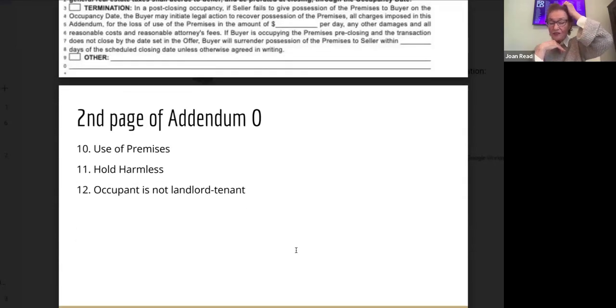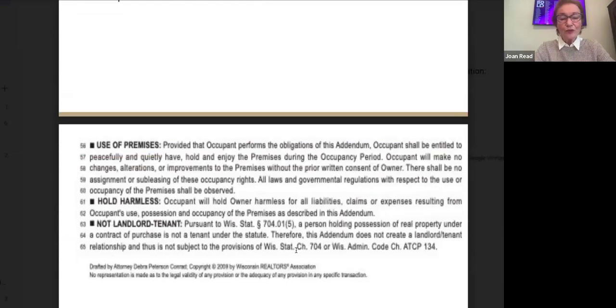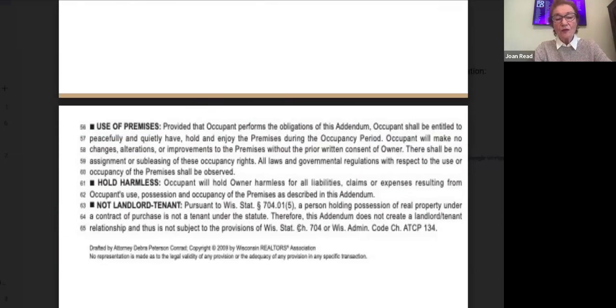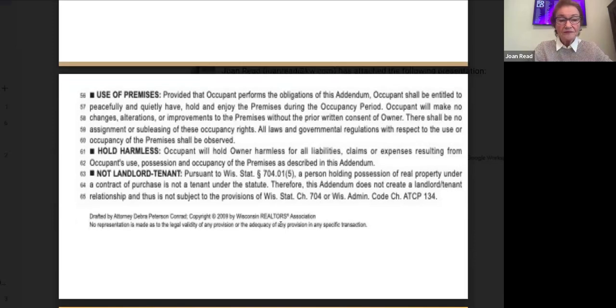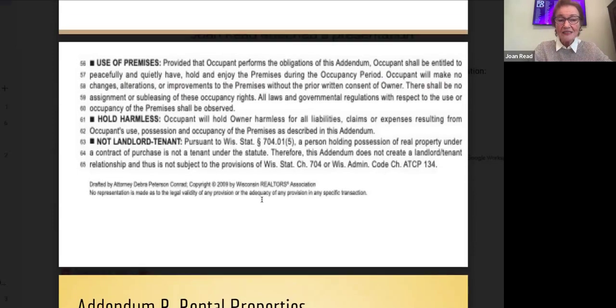So then the last little page of addendum O is the actual use of the premises. The occupant will hold the owner harmless for all liabilities, claims, and expenses. That's a general comment. Obviously, if things get more serious, attorneys will be brought in. But basically, the occupant will hold the owner harmless for all liabilities, claims, and expenses resulting from occupant's use, possession, and occupancy of the premises, as described in this addendum. That's just an agreement between the parties.